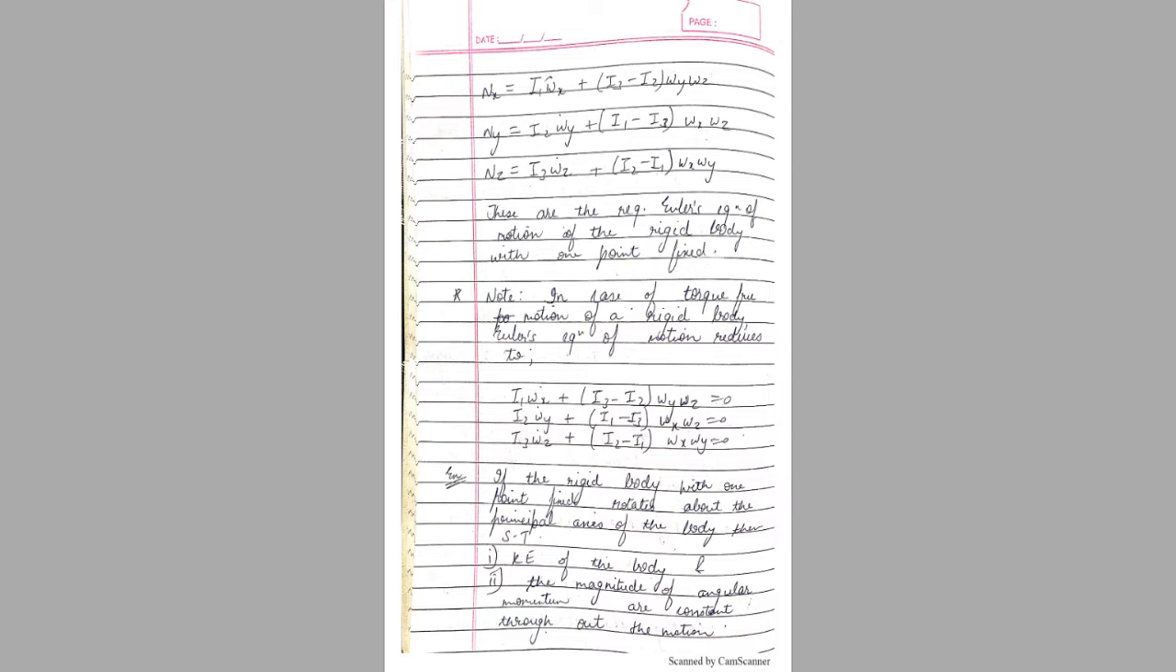What does it say? If a rigid body with one point fixed rotates about the principal axis, then show that the kinetic energy of the body and the magnitude of angular momentum are constant throughout the motion. I need to show that it is constant throughout the motion. Okay, so how will I do it?